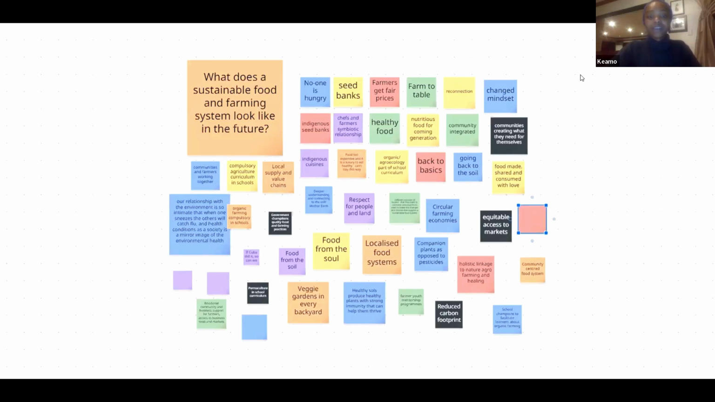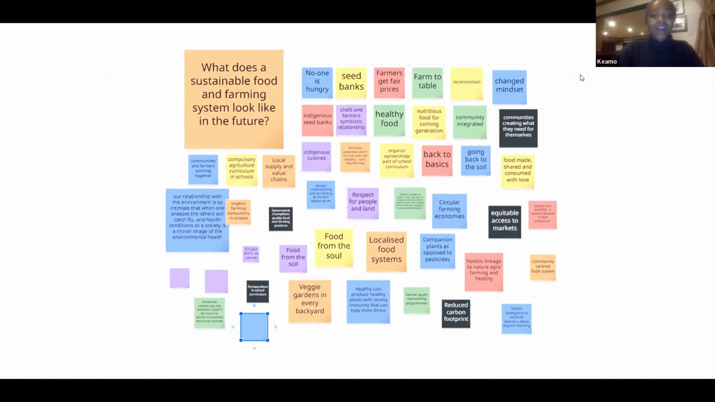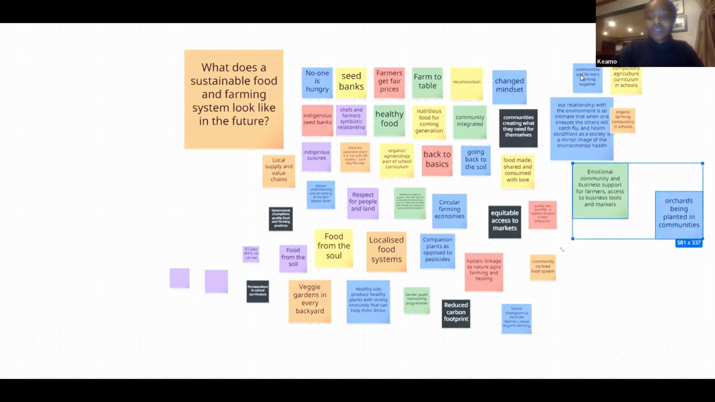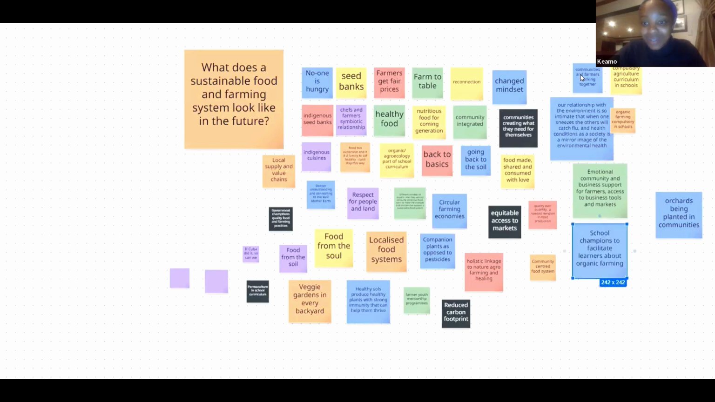It looks like, the vision is that nobody is hungry. We have seed banks and indigenous seed banks. It's a future where chiefs and farmers have a symbiotic relationship, where there are circular farming economies, where there is respect for the land and the people, food from the soul, food from the soil. It's a future where the supply and value chains are localized. It's a future where communities and farmers are working together, where there is compulsory agriculture curriculum in schools. It's a future where our relationship with the environment is intimate, that when it sneezes, the others catch flu, and health conditions of the society mirror the image of the environmental health.